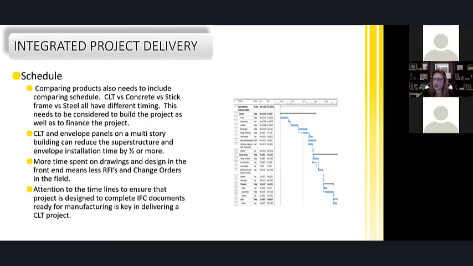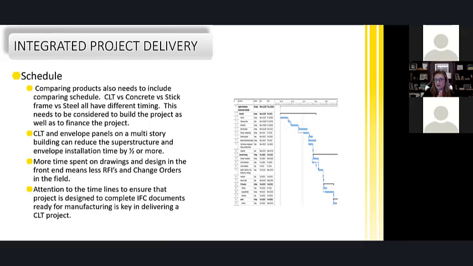And then the attention to timelines to ensure the project is designed to complete IFC documents ready for manufacturing. So when setting out an integrated project delivery, and when I'm brought in, I identify the timelines and what that looks like with your shop drawings, so that your IFCs are coming in at the right time to support getting shop drawings. And so we get to about an 80%, not quite IFC, but an 80% drawing. We start informing it with shop drawings at an earlier level.